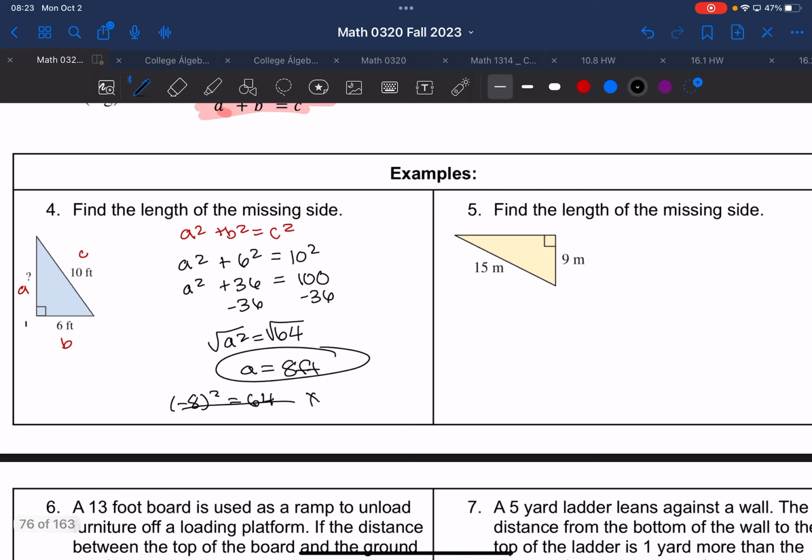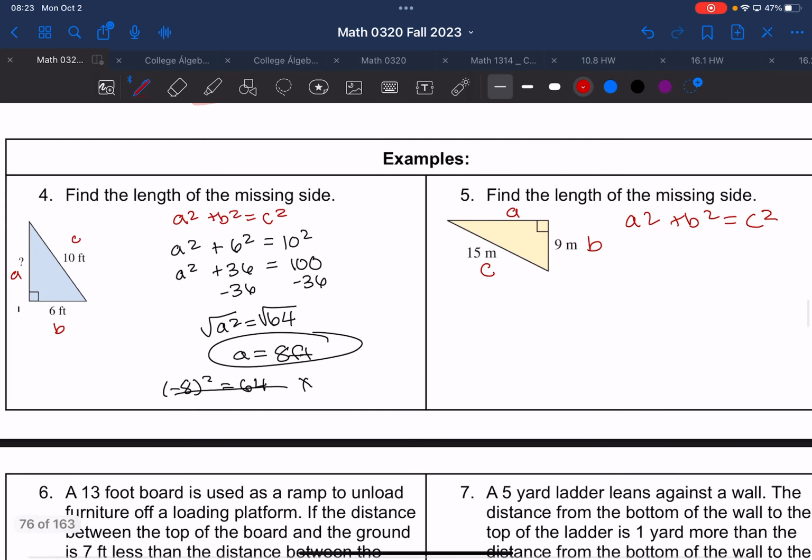Okay, number 5, again, wants us to find the missing length. So we have A squared plus B squared equals C squared. Okay, what length are we missing? What do we want to label that missing length, A or B? Good, we can label it A again. That just means this 9 is going to be B and the 15 is going to be C.